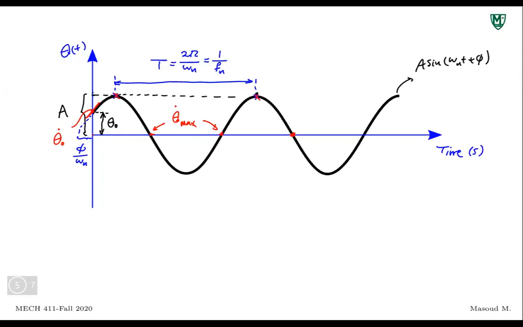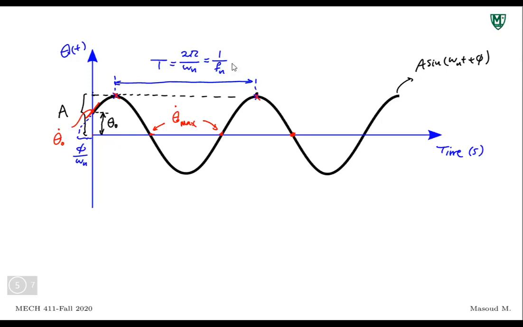And if you divide that, it makes sense: the unit of phi is an angle, so it's a radian, and omega is radian per second, so that gives you a second, meaning that that's the amount of time that you are away from the equilibrium point when you start your motion. Okay, so I think that's pretty much everything on this.